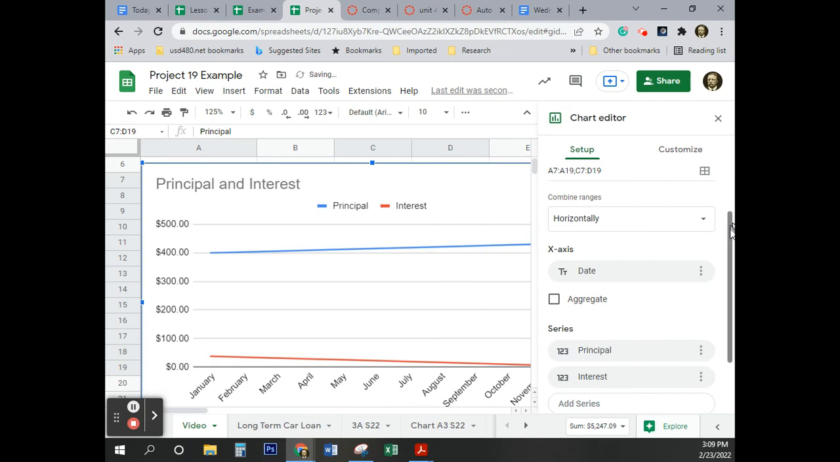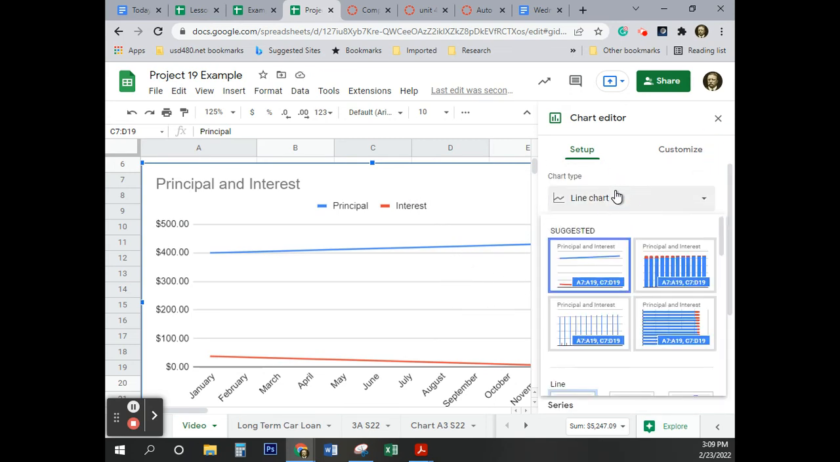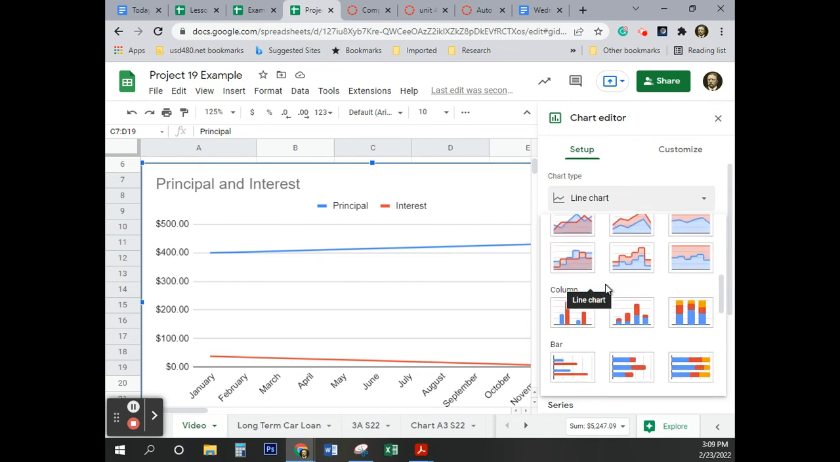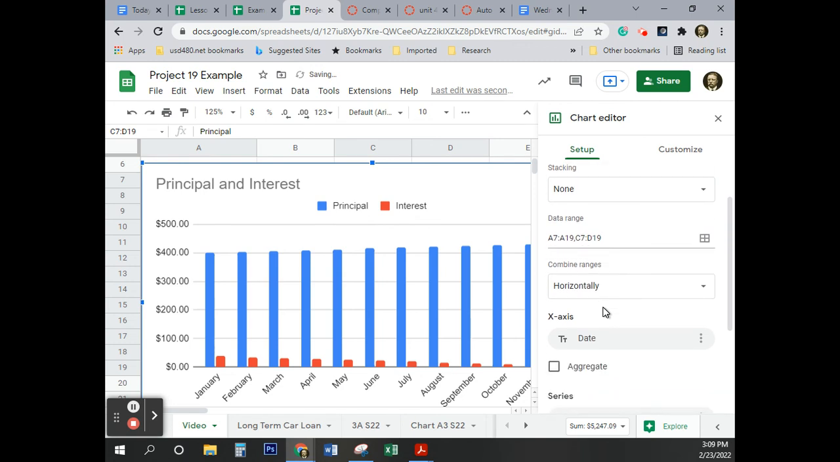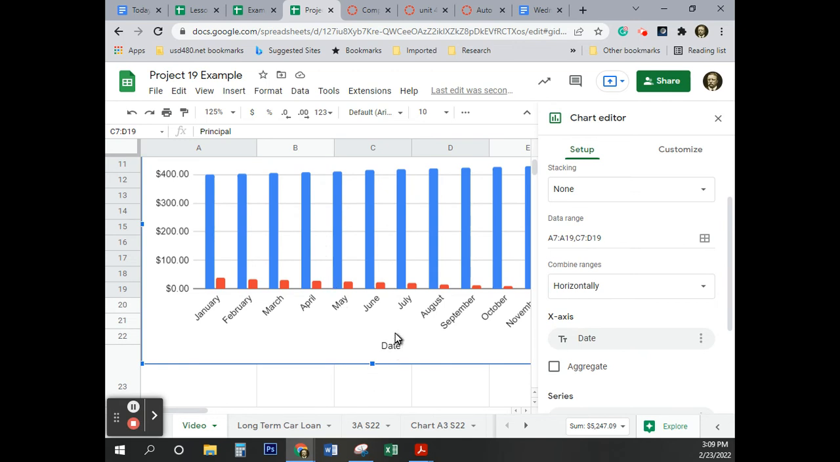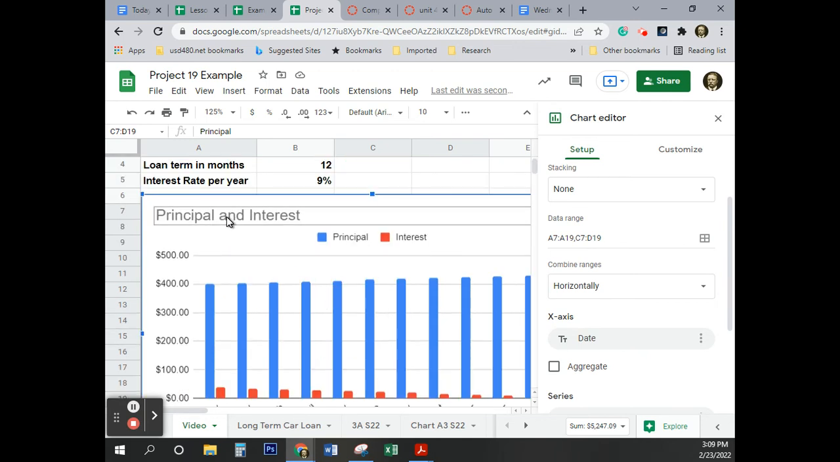Now, this is the wrong kind of chart, not a problem. I'm going to take the little scroll bar over here, go to the top, and where it says line chart, I'm just going to come over here and find the very first column chart. Okay, there we go. They want us to do 2 more things. They want us to get rid of this and to change the title, and we'll actually do both of those in the same place.